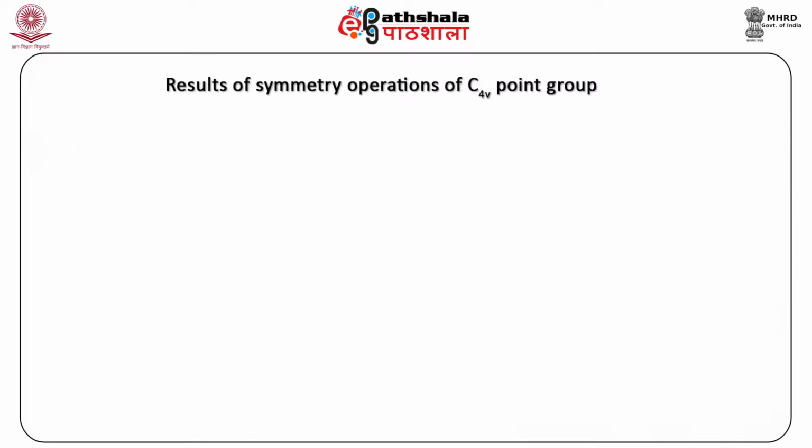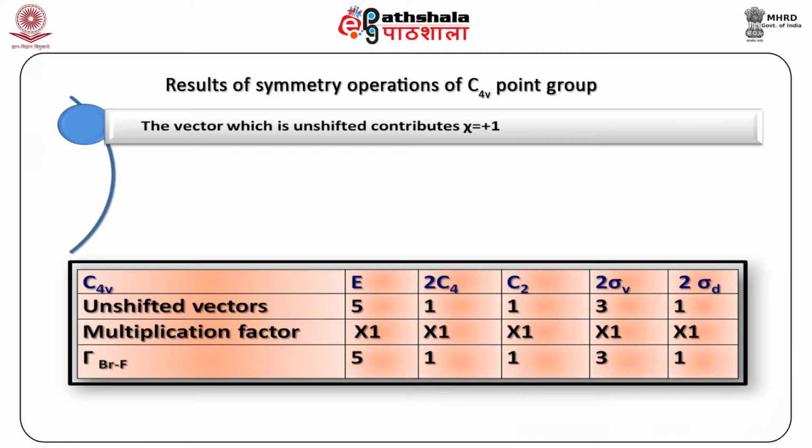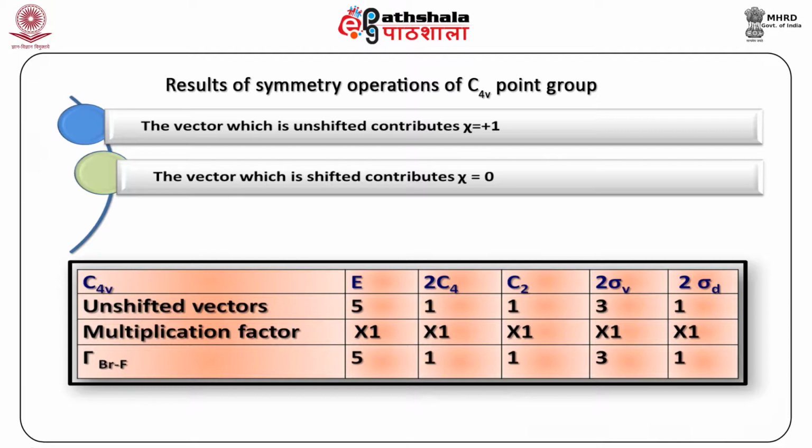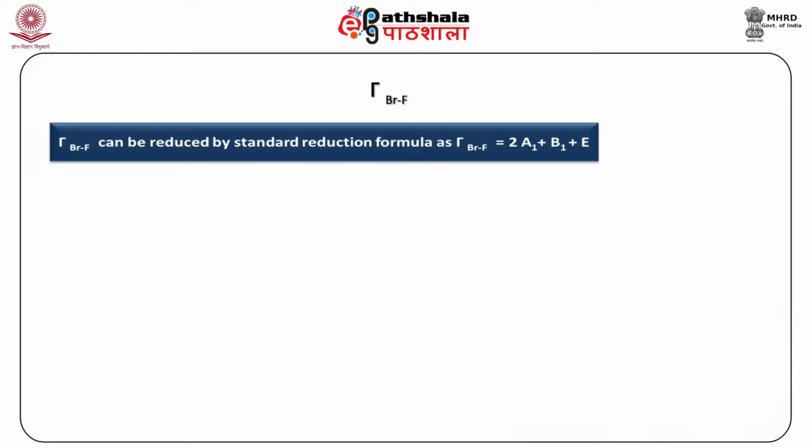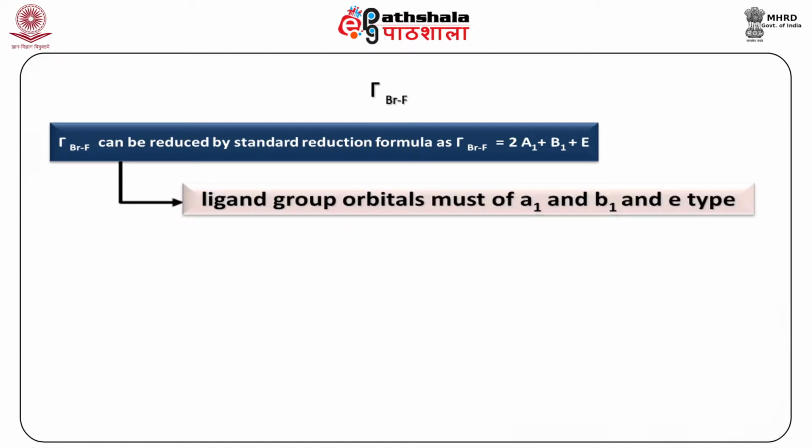Moving on, the results of symmetry operations of the C4v point group on the Br-F bond vectors are summarized in the table. The vector which is unshifted contributes character +1. The vector which is shifted contributes character 0. The vector which is unshifted but only direction is reversed contributes character -1. Gamma Br-F can be reduced by the standard reduction formula as Gamma Br-F equals 2A1 plus B1 plus E. It means ligand group orbitals must be of A1, B1 and E type.